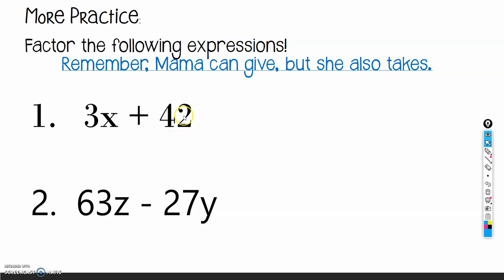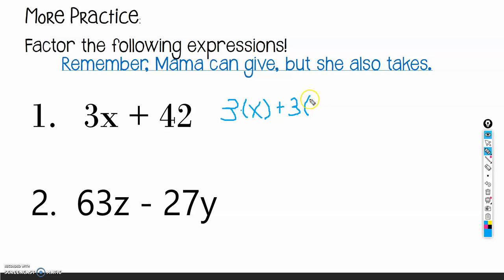So if I go 4 plus 2 is 6. Yep, 3 is a factor of 6, isn't it? So 42 is divisible by 3. So I know right off that that's going to work. So I'm going to use my distributive property in reverse. Since I said 3 is the greatest common factor, I'm going to pull 3 out of each of these terms. So 3 times what is 3x? 3 times x. Maybe I'll do this in parentheses. 3 times x is 3x. Plus 3 times what is 42?